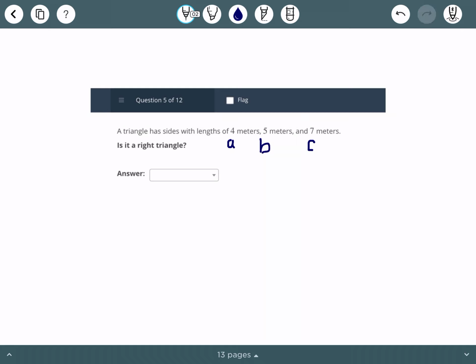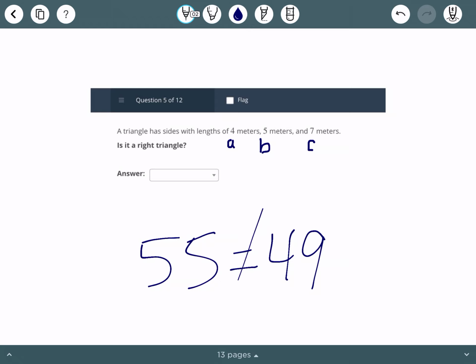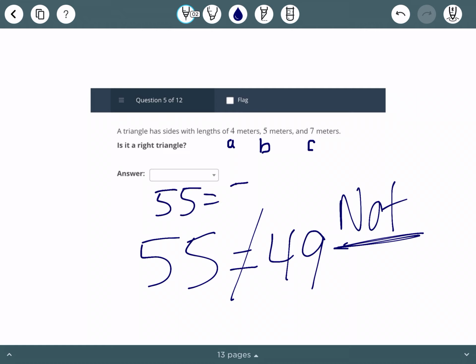And if you plug into your formula, let's say we get 55 equals 49. Is that true? Well, no, that's not true. So if it's not true, then it is not a right triangle. Now, if it's something that is true, let's say it comes out 55 equals 55, then yes, that would be true and it would be a right triangle.